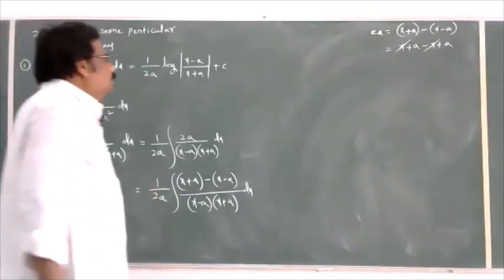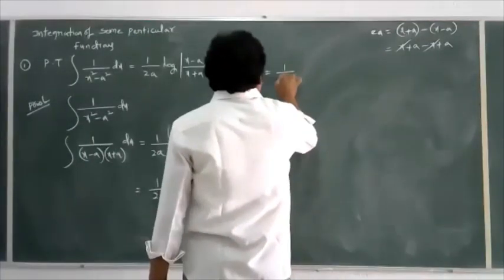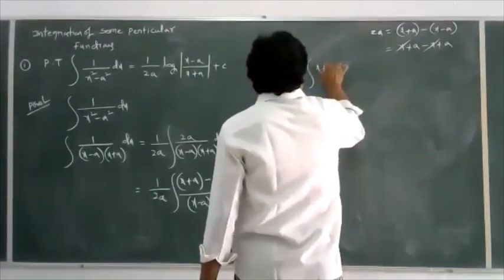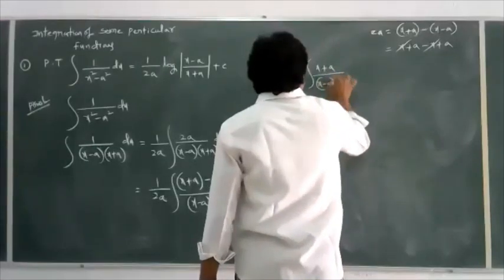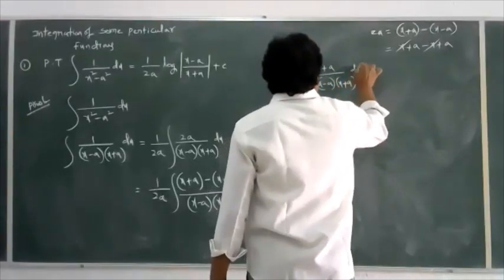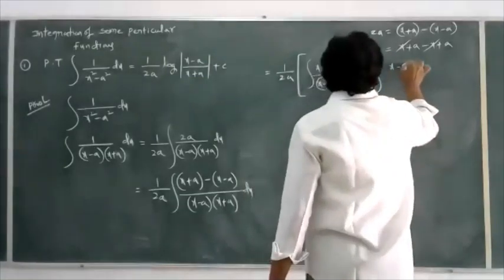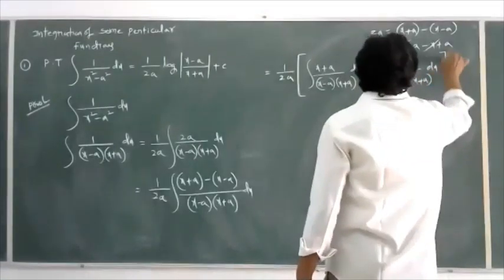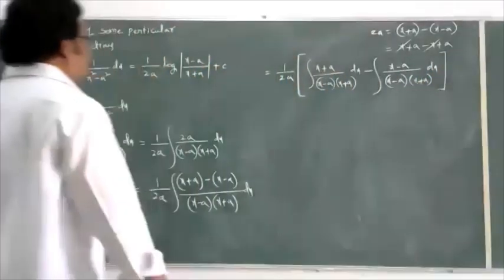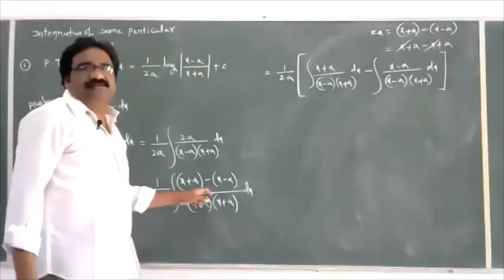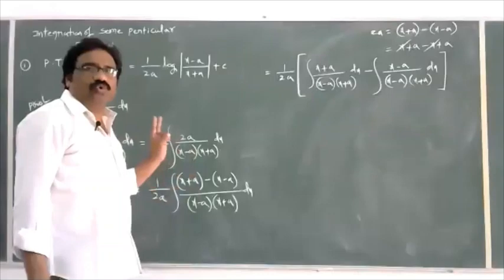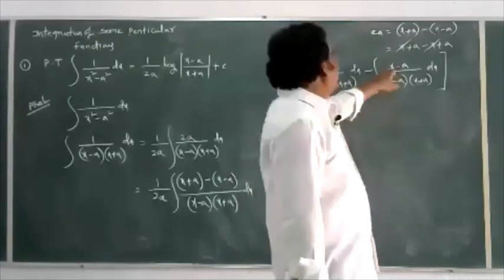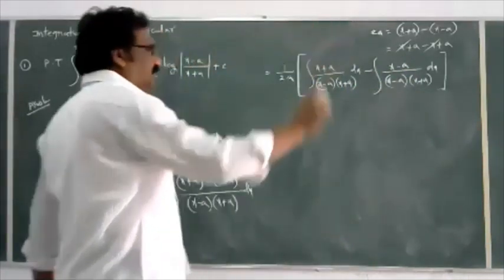Then split this function into 2 integrals. That is equal to 1 by 2a outside the bracket, then integral x plus a by x minus a into x plus a dx minus integral x minus a by x minus a into x plus a into dx. So this function can be split into two integrals.